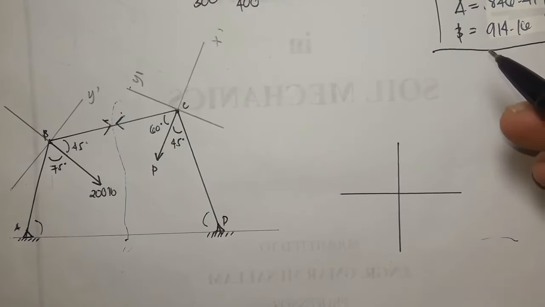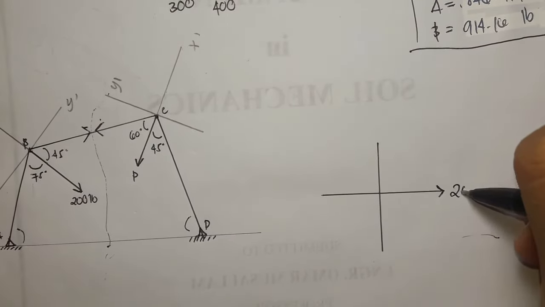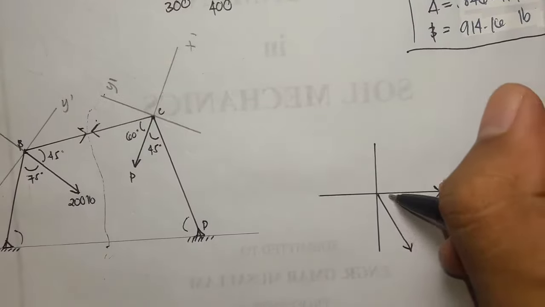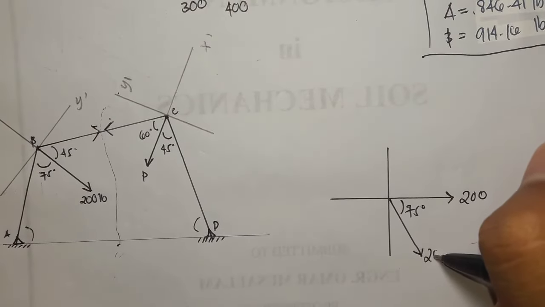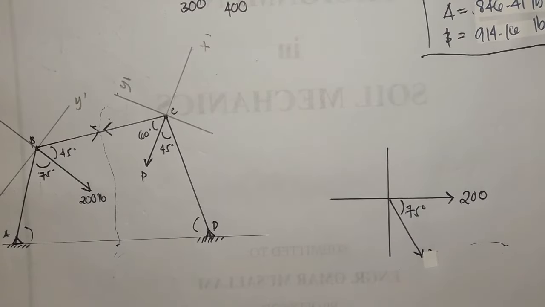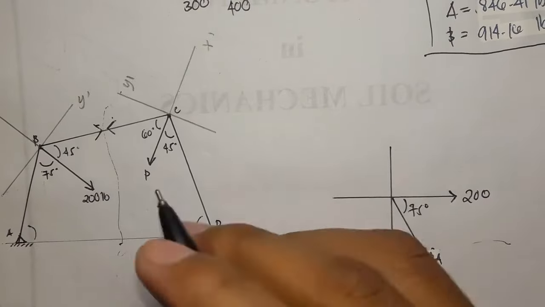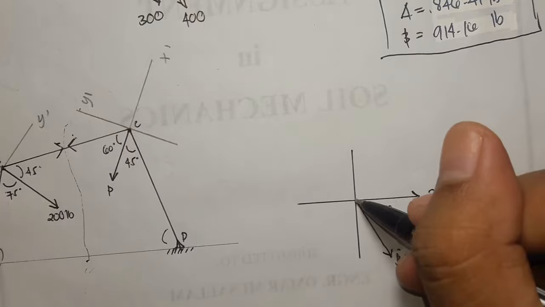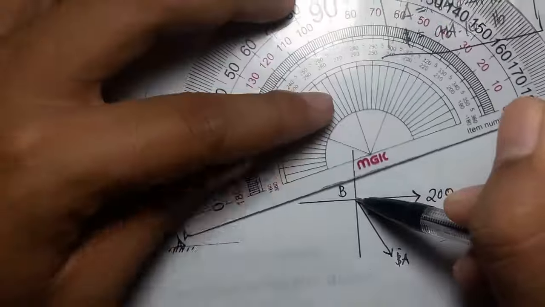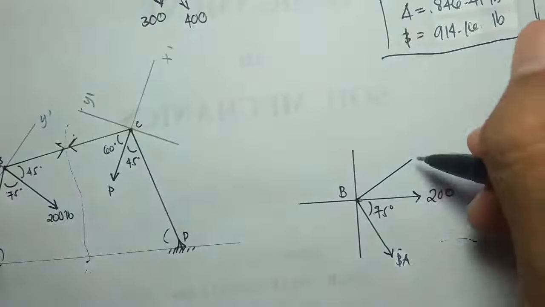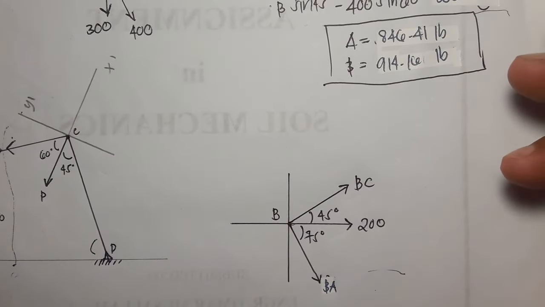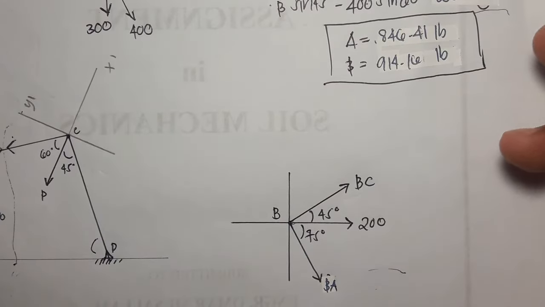So yes, I have 200 pounds here. Then I have 75 degrees of, not 200, but the chord BA. BA, it's B going A, because this is the point B. Then I have 45 degrees, BC, 45 degrees from our 200. So we have BC at 45 degrees. Now we can solve for x and y forces.